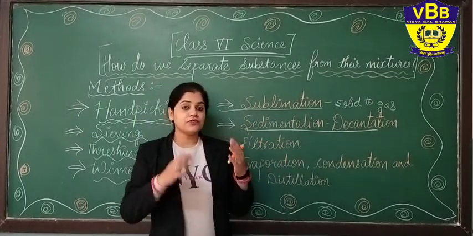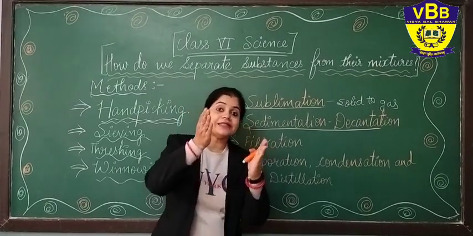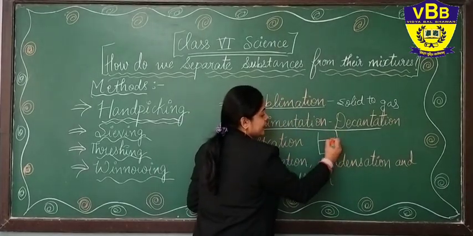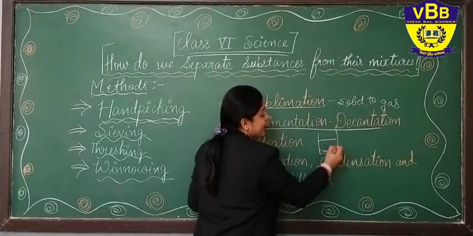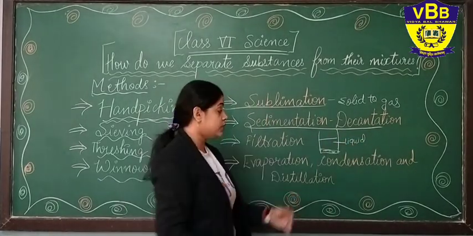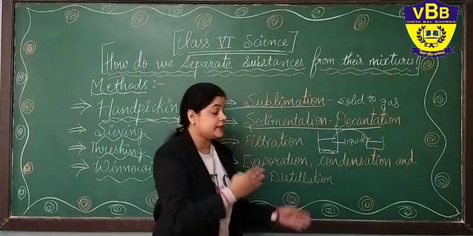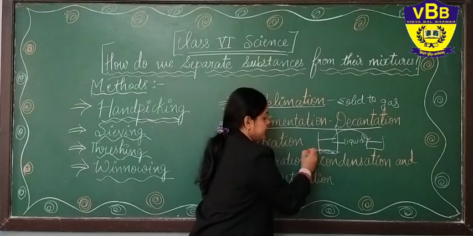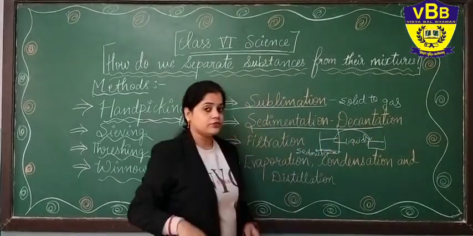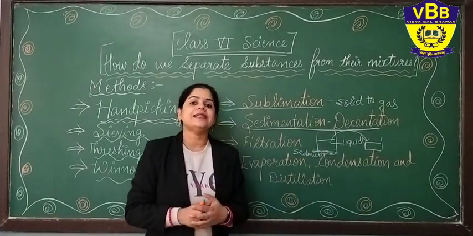So what is decantation? When you pour the liquid with the sediments, you slightly tilt it and pour it. For example, this is the beaker, this is the sediment that has settled down, and this is the liquid. So what will happen when you tilt it down? The liquid will be poured into another flask and will be separated from the sediment, which remains here in the beaker. So that pouring of liquid by slightly tilting the flask is known as decantation.